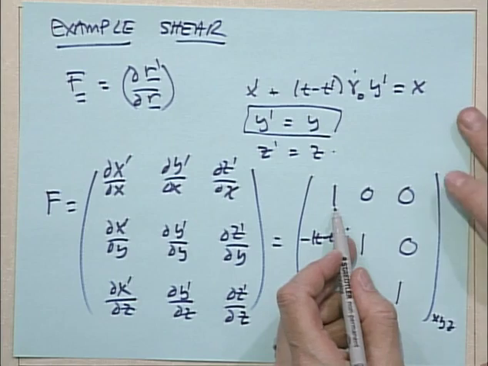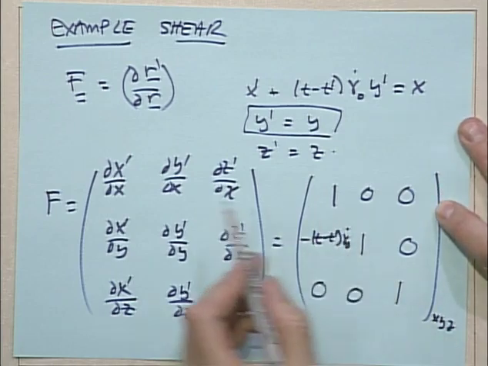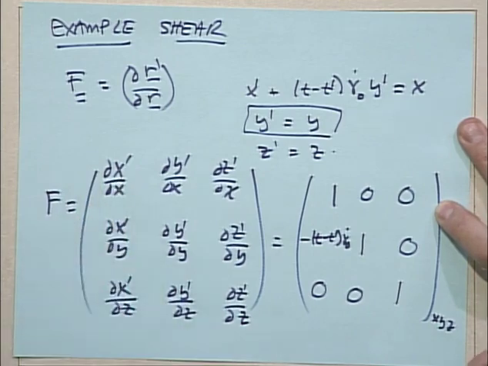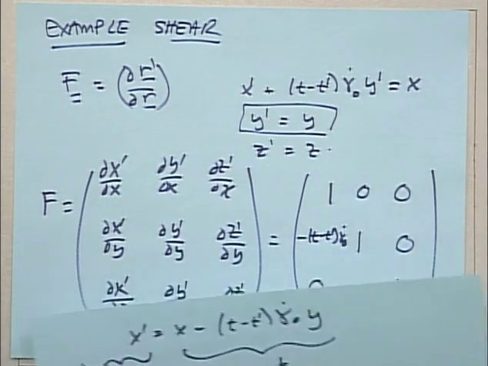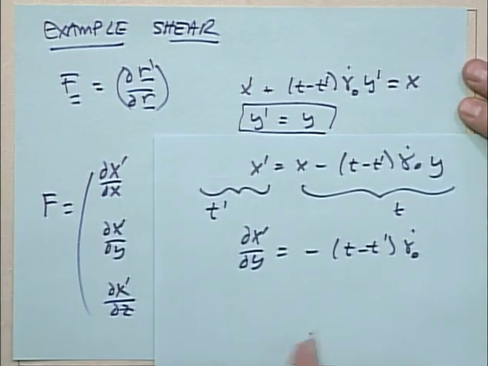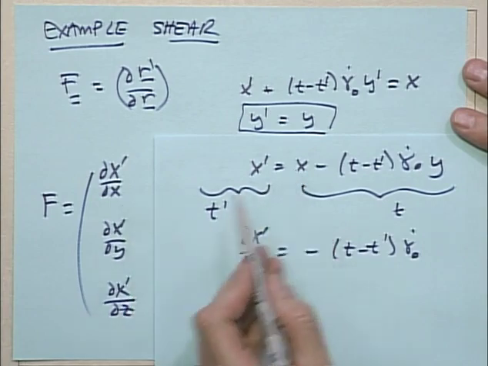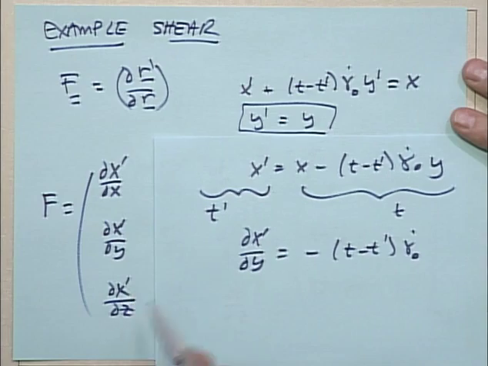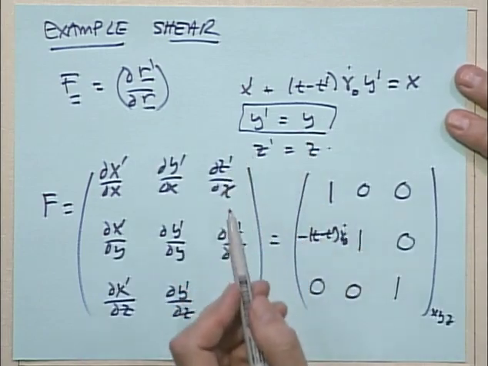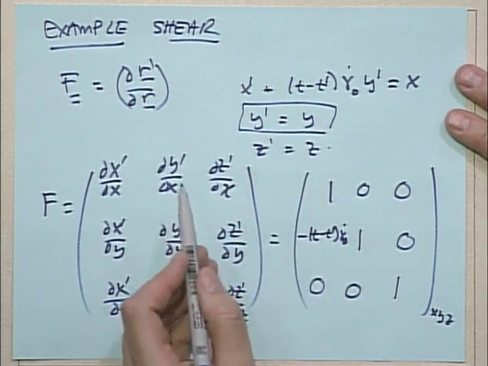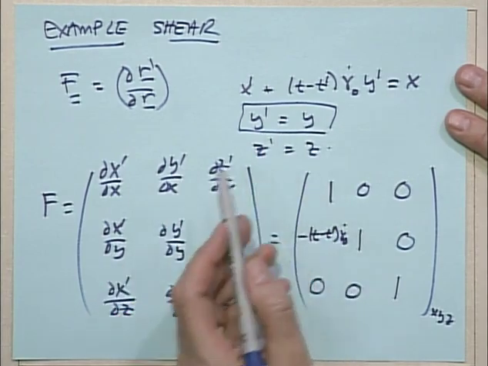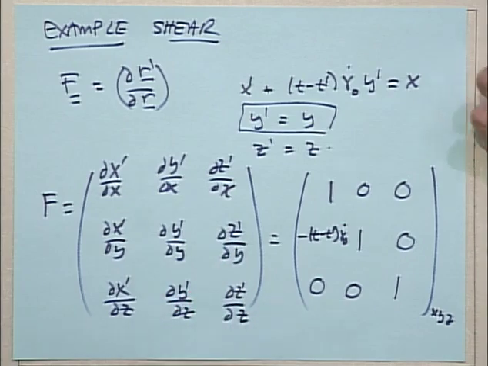Okay, so going back in order and hopefully less confusingly, the x prime we calculated here. So we get the whole first column from this expression. With respect to x, we get 1. With respect to y, we get this coefficient. With respect to z, we get 0. The other two are easy. Here's the expression for y prime, so we get 0, 1, 0. Here's the expression for z prime, so we get 0, 0, 1. Sorry for that confusion. So this is the final expression for F in shear flow.